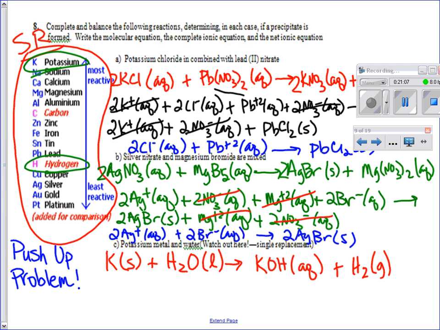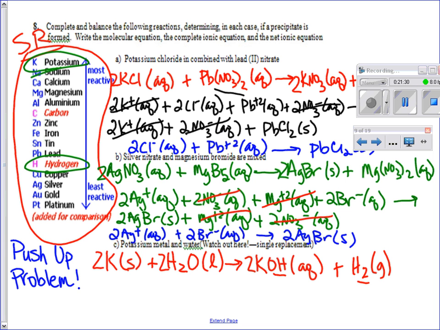So we have to balance this. And it even helps in the balancing to think in your head HOH for the water, because you treat this as the OH and this is the H. So if I write this as HOH, I have 2 of the H's there, and then I need 2 of the OH's, and then I need 2 potassiums. It actually makes your balancing so much easier.